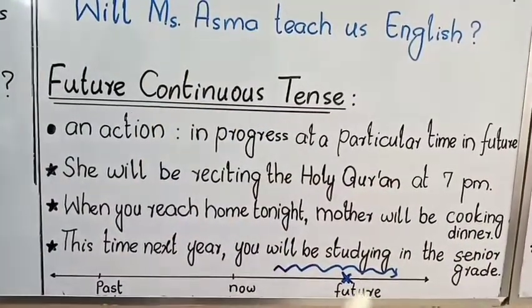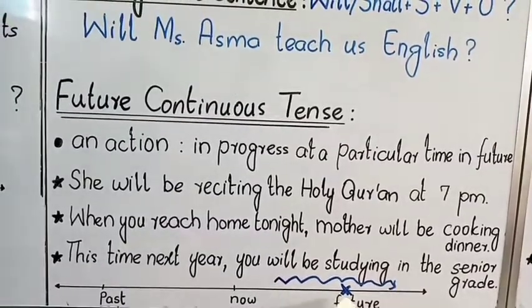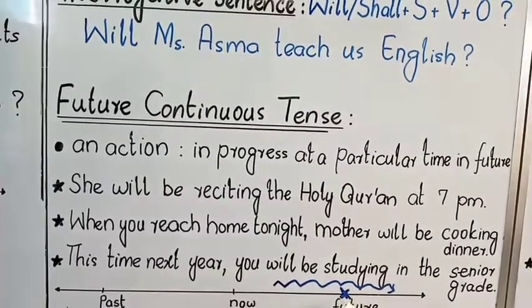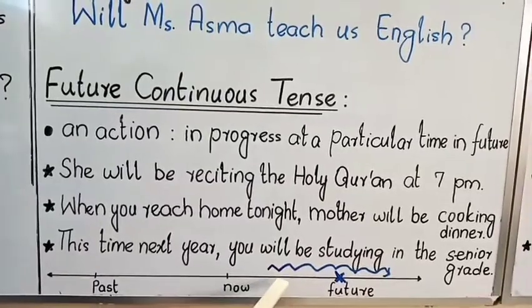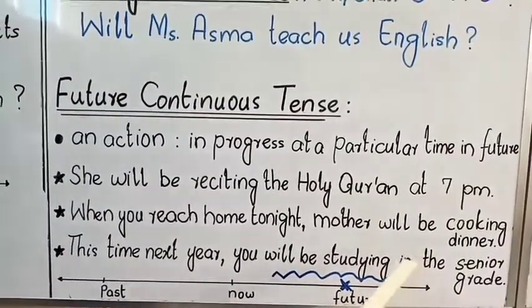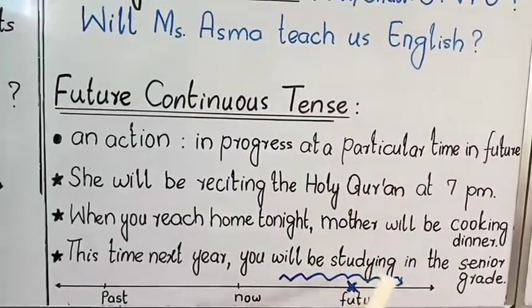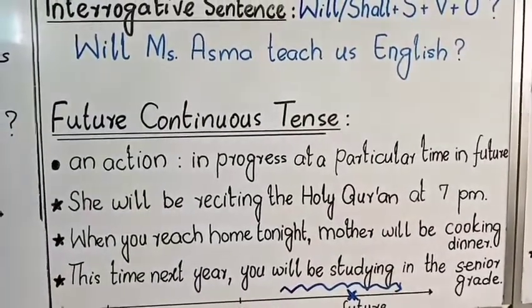So suppose you reach home tonight in the future. This is morning, and tonight you reach home, and mother will be cooking. The action of mother, or cooking of mother, will be in progress at that time. She will be continuously cooking at that time. So this will come in future continuous tense.